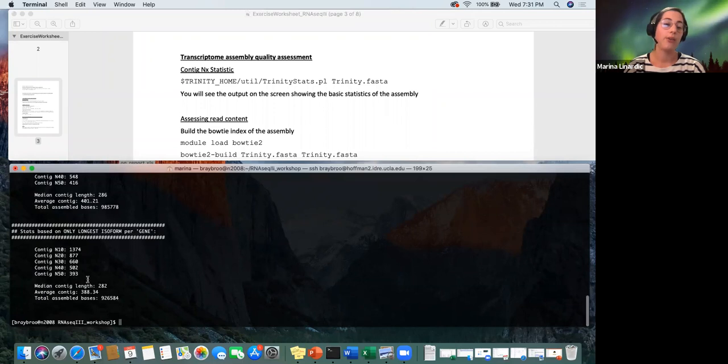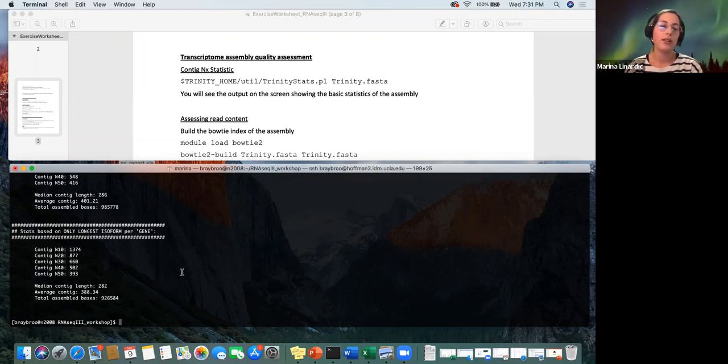So in this way, you have slightly fewer bases. The average contig length for at least 50% of the bases is 393, and we had 416 before. And again, it reports the median contig length and average contig length. Okay, so this gives us a little bit of information.